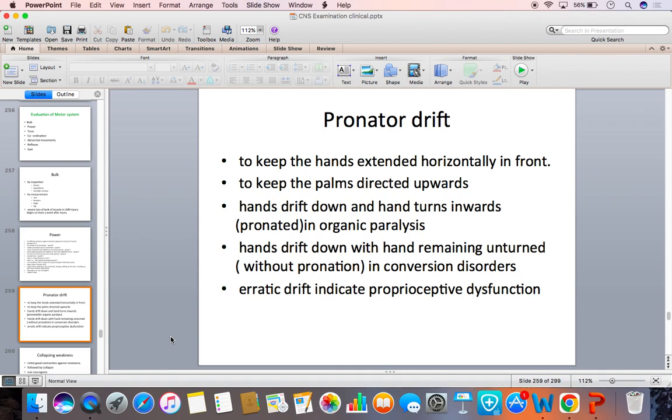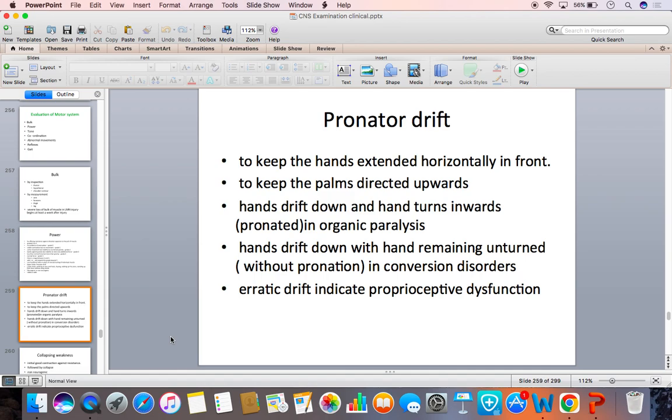Pronator drift. This particular test is going to differentiate between the organic or functional disorder. Keep the hands extended horizontally in front and keep the palms directed upwards. Hands drift down and turn inwards. That is pronation.